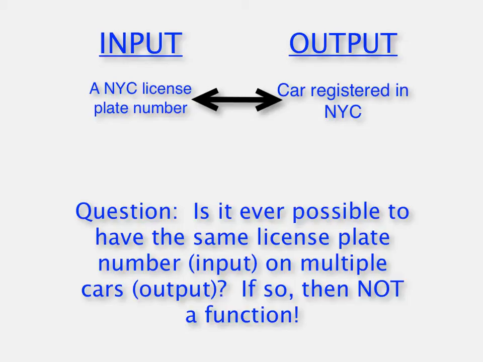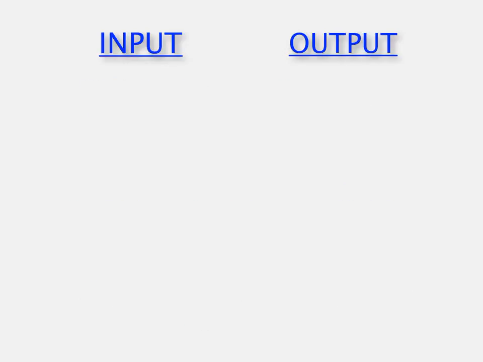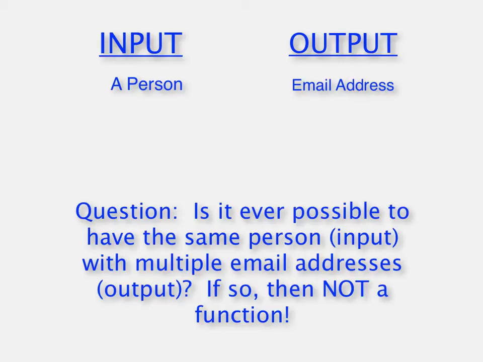All right, a few more. Suppose the input was a person, and the output was that person's email address. What do you think? Is this going to be a function or not? I think it's possible to have multiple email addresses. I've got my personal email, and I've got my work email. So one person, it's possible that they could have two email addresses. One input could have two outputs. Not going to be a function.